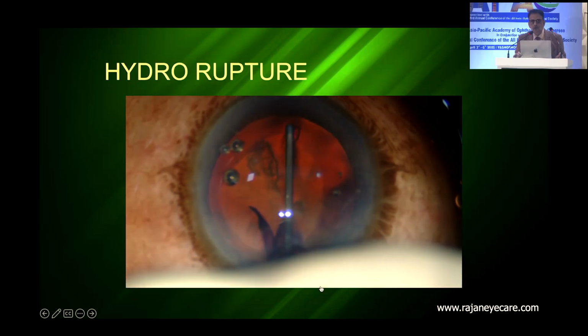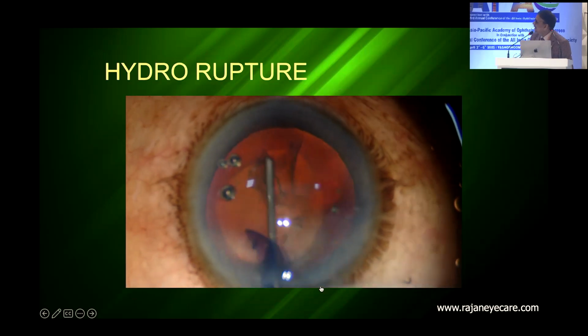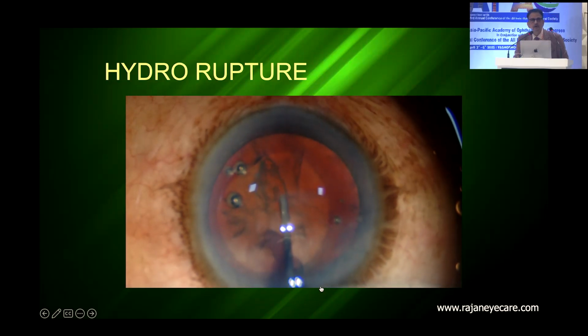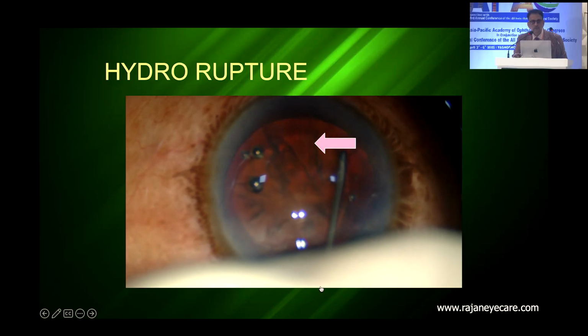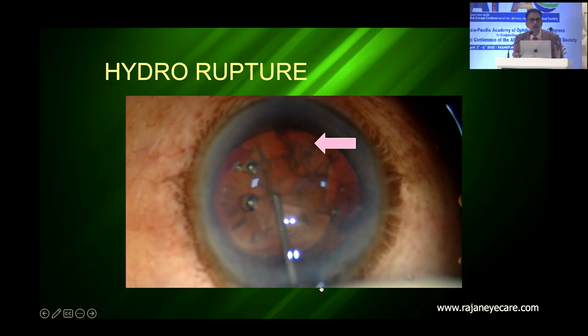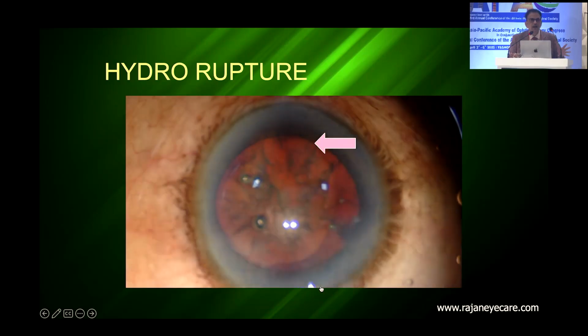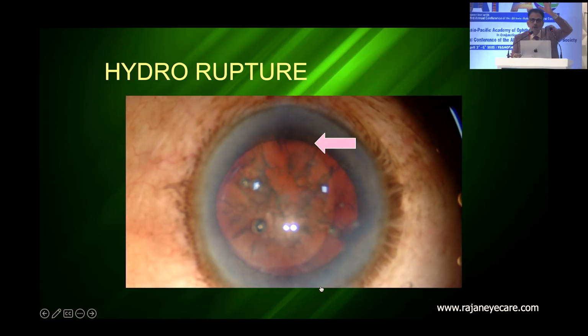You can see this is a hydro rupture. You can see what is happening. Can anybody tell me what is the mistake I'm doing? I'm doing a multi-quadrant hydrodissection. See what's happening, the top opens up. Why does it open up? Because every time you do a hydrodissection, you have to decompress the nucleus into the bag. Otherwise the pressure will start building up in the posterior space between the nucleus and the posterior capsule and it will open up. As soon as I put the phaco probe, the nucleus went inside, said tata bye bye.